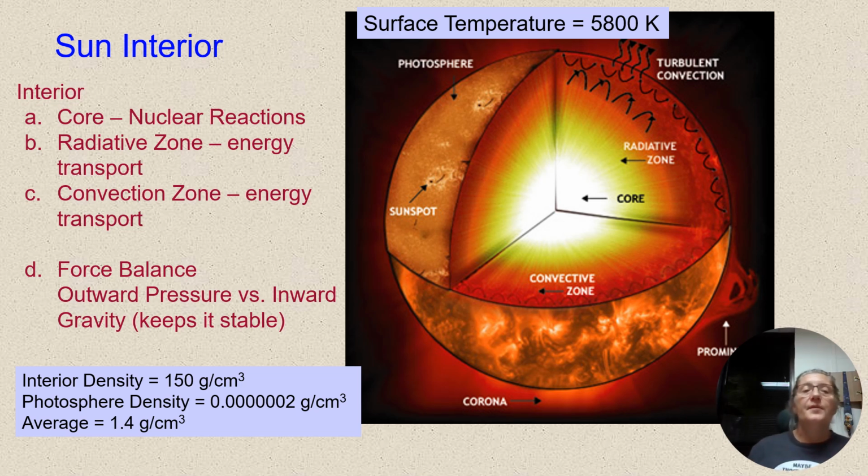The sun is a giant ball of hydrogen and helium gas that's held together by gravity. The weight of the sun is held up by the outward pressure caused by the nuclear reactions, and this force balance keeps the star stable over a long lifetime. You can see here that the surface temperature of the sun is 5,800 Kelvin. We have the interior density, the photosphere density, and then the average density of the sun at 1.4 grams per centimeter cubed.